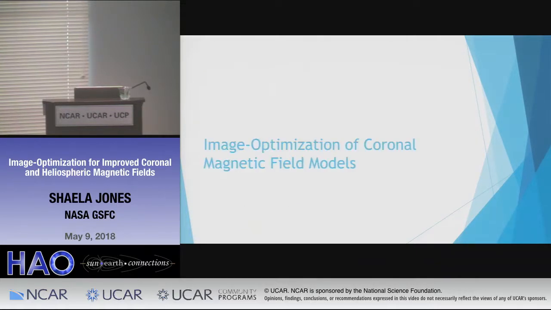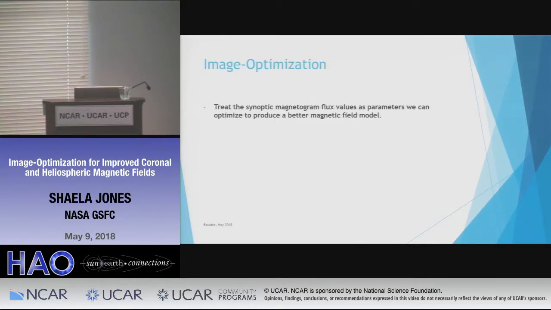But we wanted to go a little farther than that. The real problem is that there's not enough information from that synoptic map of the photosphere to reconstruct the entire heliospheric magnetic field. And so what we wanted to do is see if we can incorporate some of the information from the images into the model.